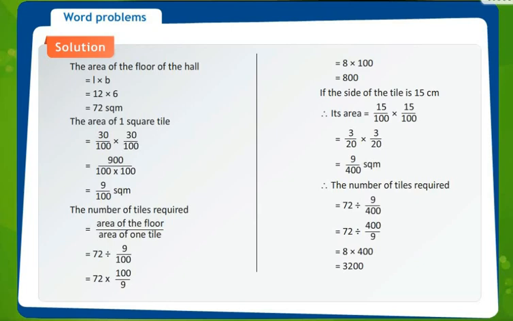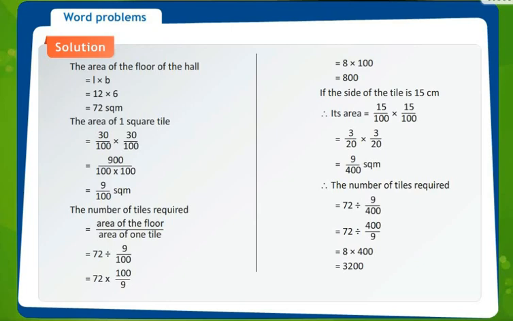The number of tiles required will be equal to area of the floor upon area of one tile. Now area of the floor is 72 and area of one tile is 9 upon 100. Since there's a division, we'll make it multiply, so we have to reciprocate it. 9 upon 100 becomes 100 upon 9, which is, now you can see 9 ones are 9, 8s are 72. So 8 into 100 is equal to 800.